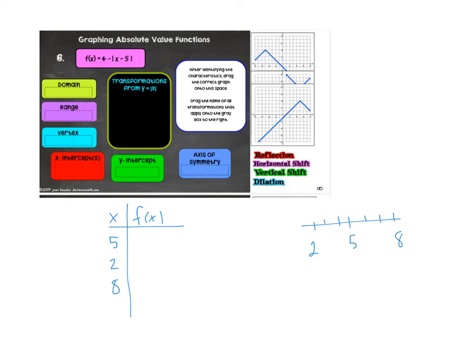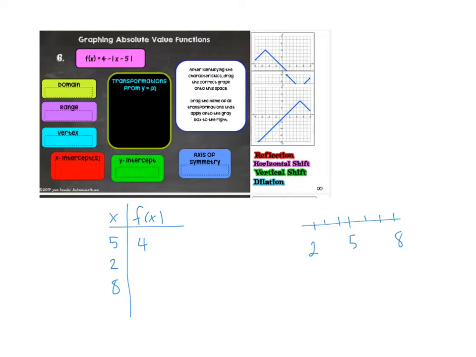Alright guys, let's run down these slides. I'm going to start with the first one. Here I've got the absolute value. I know that if I put in a 5 that'll get me to 0, so I know that's going to help me find my vertex. So that's going to be 0, and then it's positive 4 take away 0, so that's going to be 4.